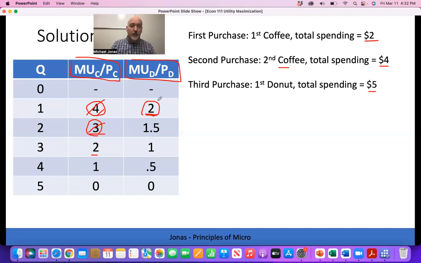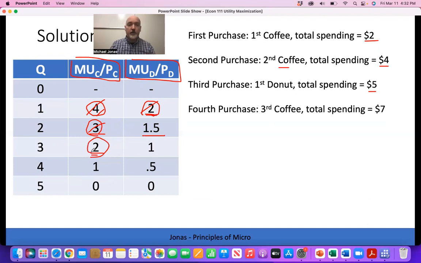That first donut now is gone. So now we compare third cup of coffee and second donut. 2 wins out over the 1.5. So our next purchase is going to be a third cup of coffee, adding $2 to our total spending, bringing it up to 7.